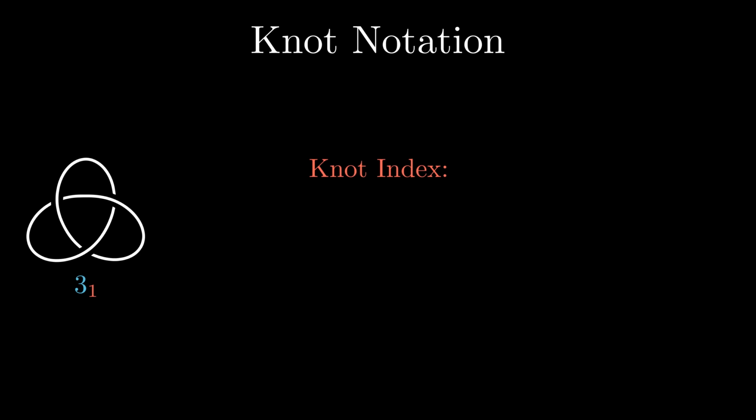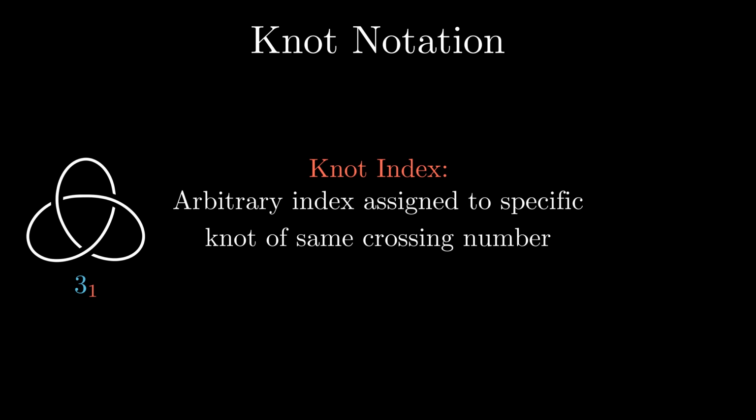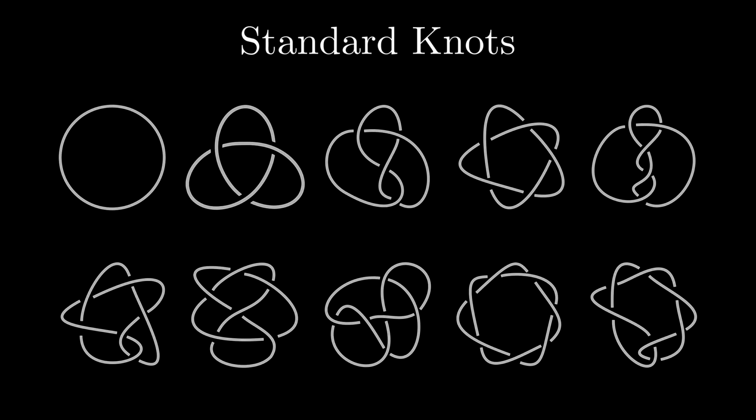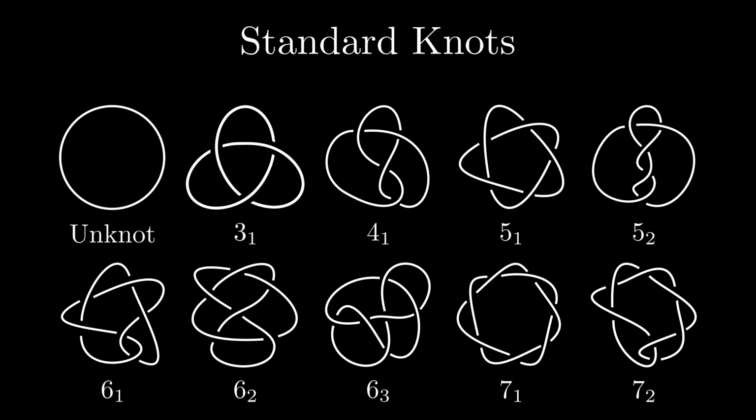The 1 in 3-1 is the knot index, which is an arbitrary index assigned to the knot to differentiate it from other knots with 3 crossings. Now that we know some of the notations for knots, we can look at some more examples. Here we have 10 different knots. Some of these knots have special names, like the unknot, the trefoil, and the figure 8 knot.